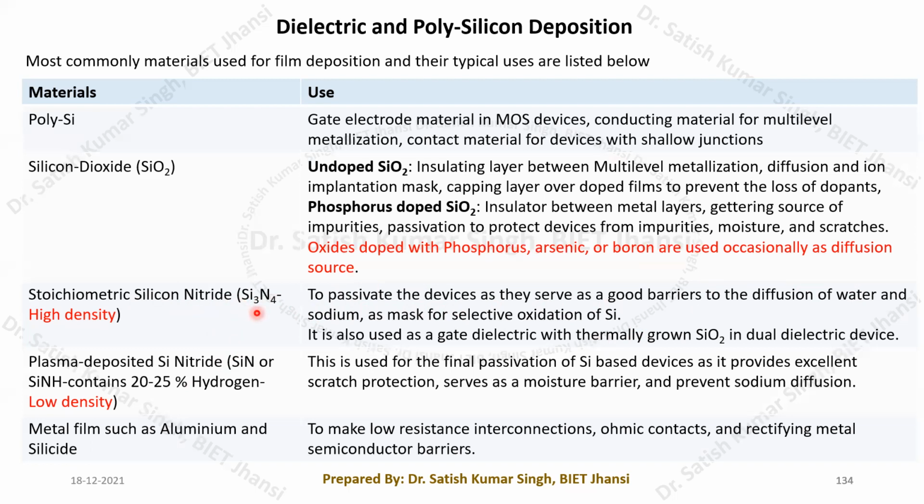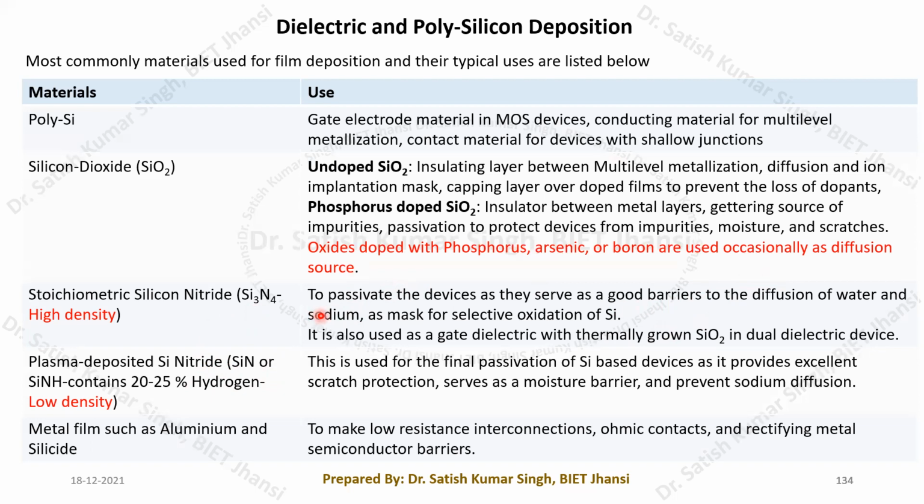It is not only Si3N4, but also SiN, which is your plasma deposited silicon nitride. Both possess this property. It is an excellent barrier to the diffusion of water molecules and sodium.